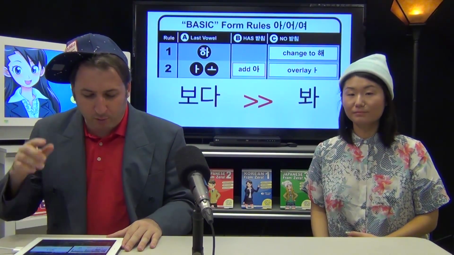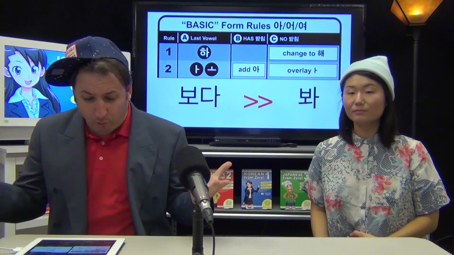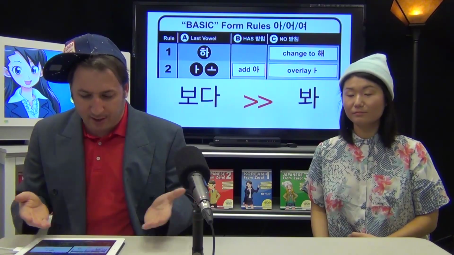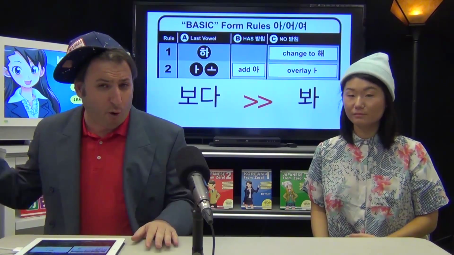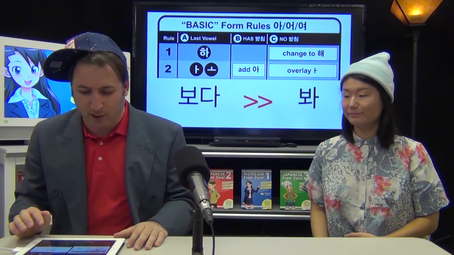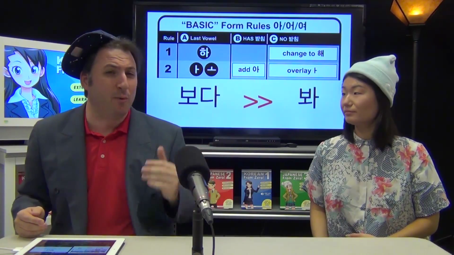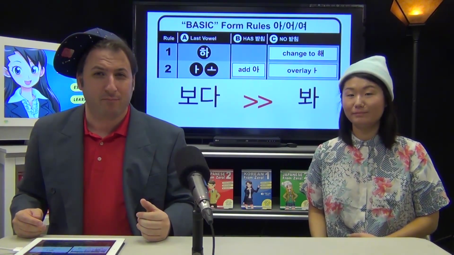So let's look at how we conjugate it. 보다, you look, well, see, what's the final vowel? Well, it's an O, so is there a 받침? No. So I'm just going to overlay and it becomes 봐. 봐. Okay, so example, how would you say, we'll see you tomorrow? 내일 보자. Okay, that's 내일 봐.